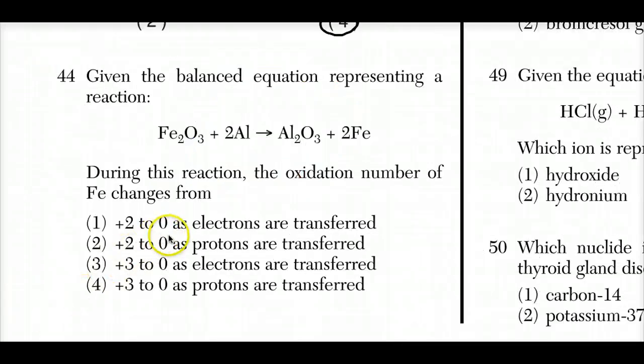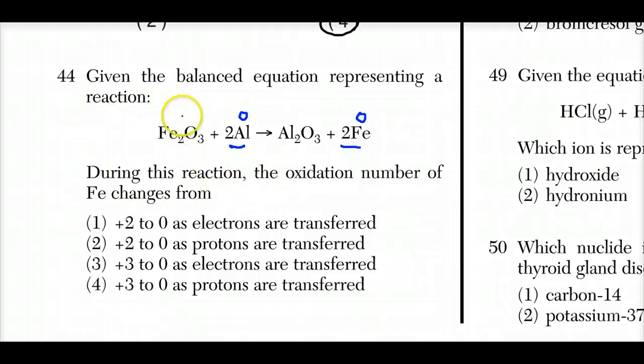Number 44, given the balanced equation representing a reaction, during this reaction the oxidation number of Fe changes from, well, clearly this is a redox reaction because I found myself a 0, a standalone element. So I know that it's definitely a redox. It's one quick way. But they're not looking for that. They're looking for what the oxidation number changes to.